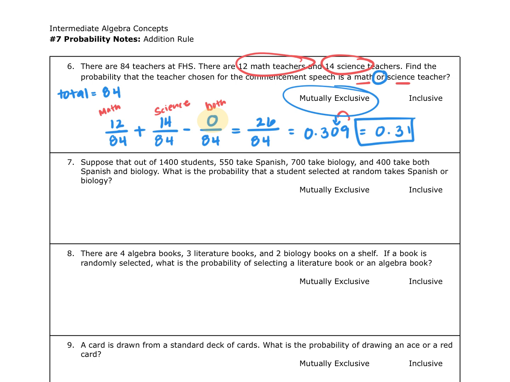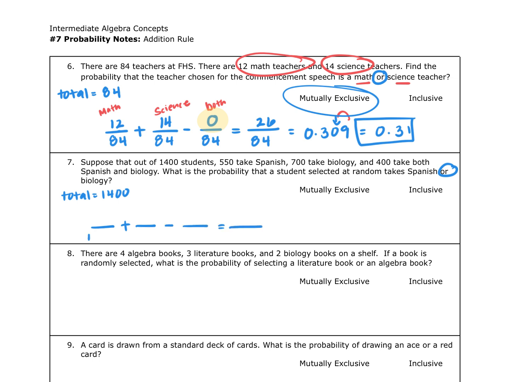Suppose that out of 1,400 students, so I know right away my total is 1,400. And then it says 550 take Spanish, 700 take biology, and 400 take both Spanish and biology. What is the probability that a student selected at random takes Spanish or biology? Okay, there's my keyword or. So I'm going to do this plus that minus this equals this.